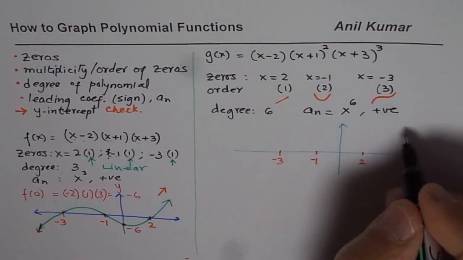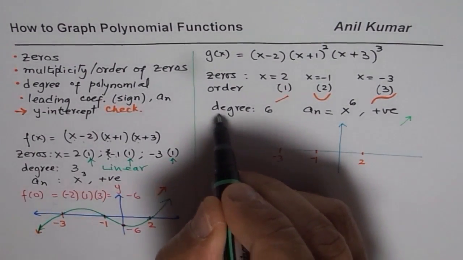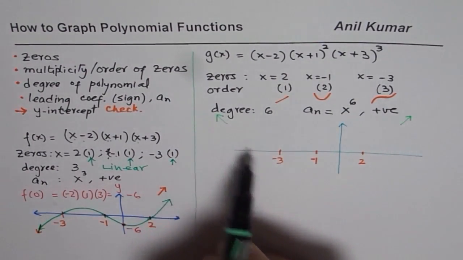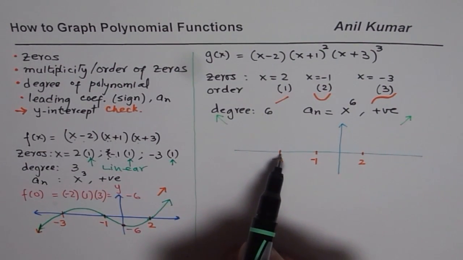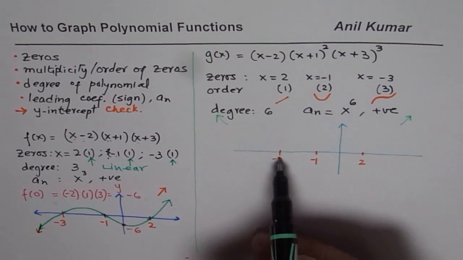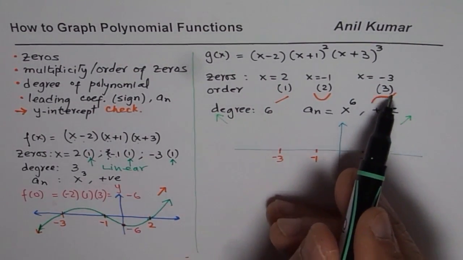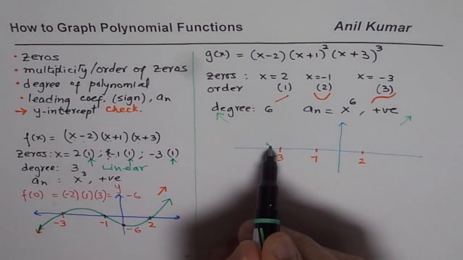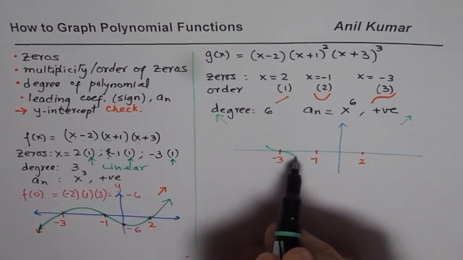Positive leading coefficient means right side up. Even degree means both ends on the same side. Do you see that? Now both are on the same side. Now let's look into the type of zeros, the order of zeros. At minus 3, we have a cubic order. That means we'll go like this, right? So we have to flatten it out a bit and then turn. Do you see that kind of a shape?